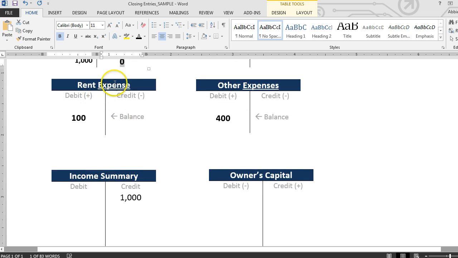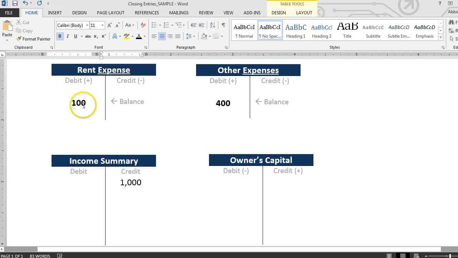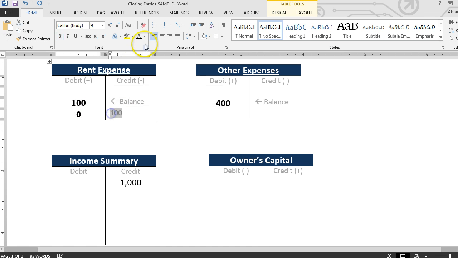Now let's look at my expense accounts. I have rent expense. I have a balance here of $100. So now I need to credit this account for $100 in order to leave me with a balance of 0. Okay, so same kind of thing. I had a positive balance of $100, so I'm going to credit or subtract $100 from this account, leaving me with a 0 balance. Since I credited this account, I'm going to have to debit my income summary. Okay, got my debit, got my credit, good to go, rent expense closed.